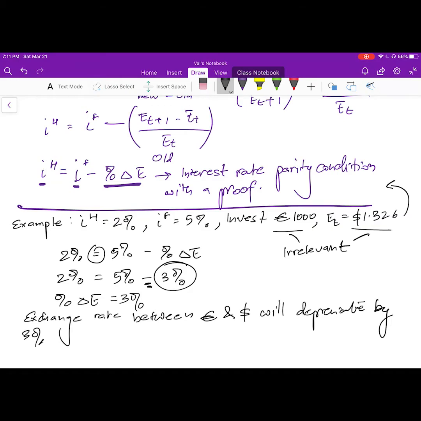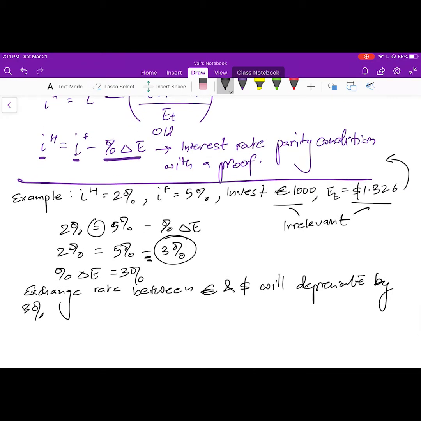Exchange rate between euro and US dollar will depreciate by 3% per the interest rate parity condition at t plus 1, which is tomorrow. Let's dig a little deeper, right? So how did we get to this percentage change?